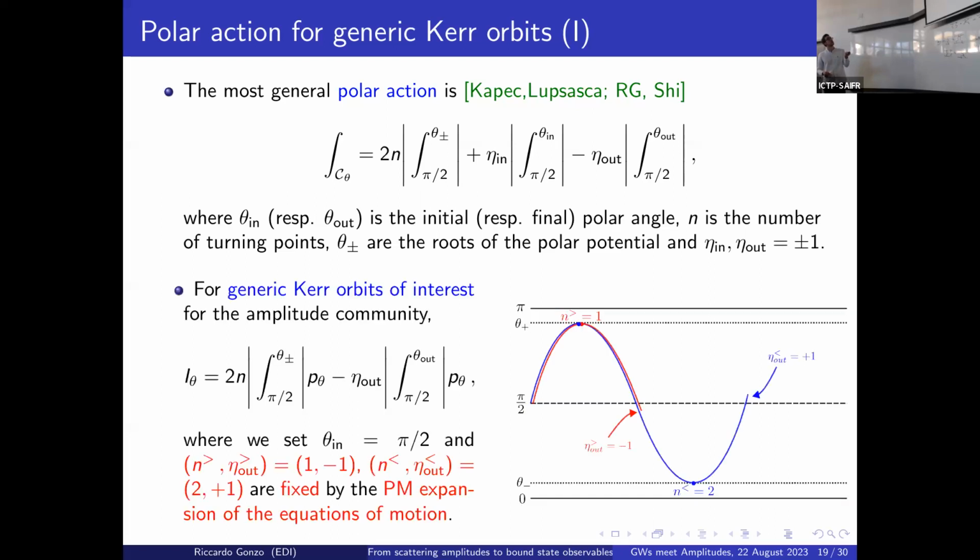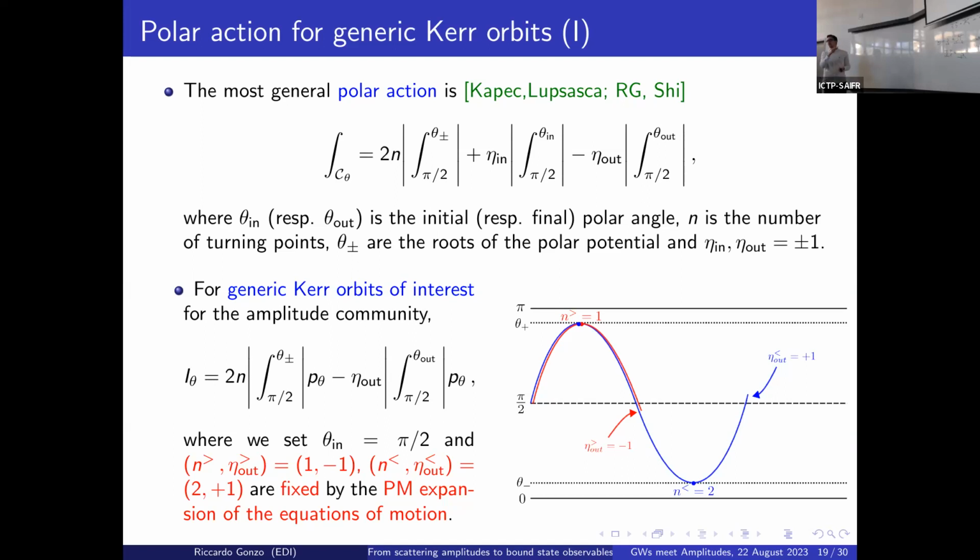Right. So for what is of interest to the amplitude community, you can just PM expand the equations and see that the number of turning points in the polar motion, just like in the radial motion, is 1 for the scattering case and 2 for the bound case. So we found this by really expanding the equation, and you find exact numbers. Which might be a surprise, maybe it's not, but it should be something straightforward to see from the amplitude, but it's a bit difficult in this basis.